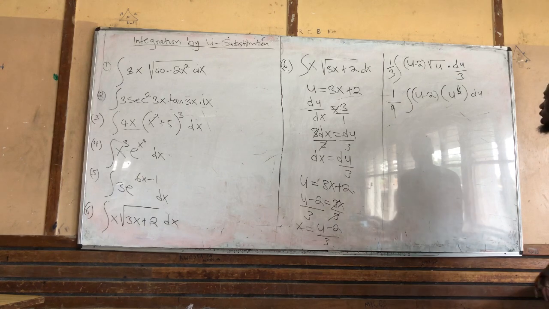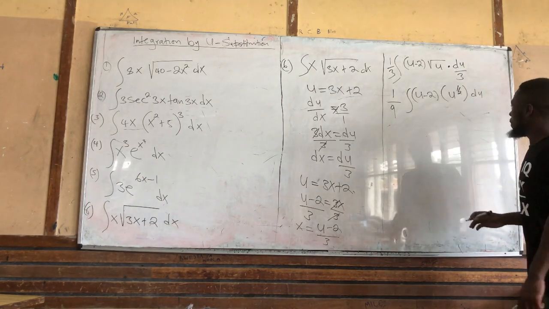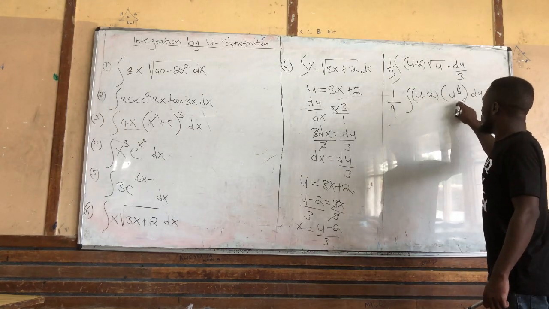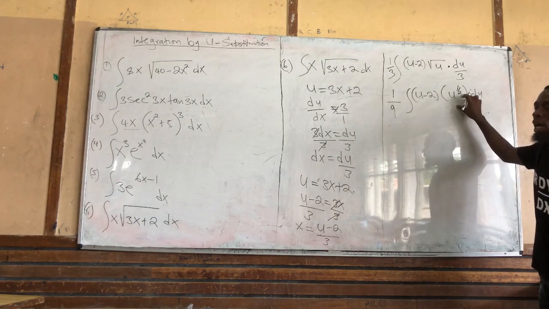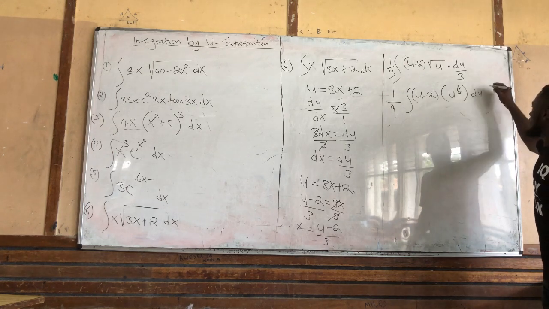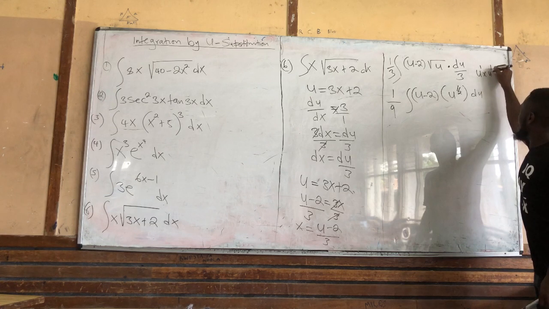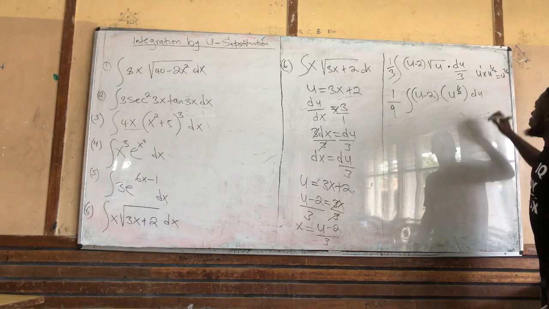So what do we do next here? We need to multiply this one times this one here. So what is u multiplied by u to the power half? When multiplying numbers of the same base, you have to add the powers. So u to the power 1 multiplied by u to the power half. They are the same base, so you maintain the base u. 1 plus half is 3 over 2 here. Okay?